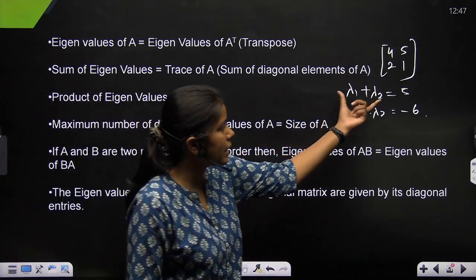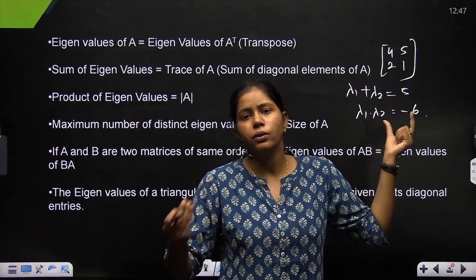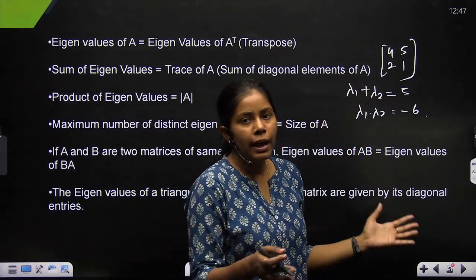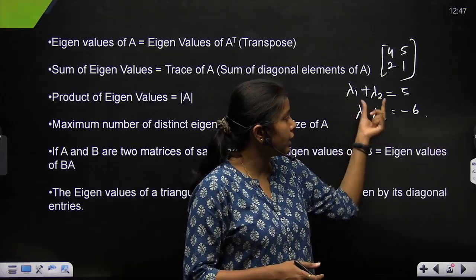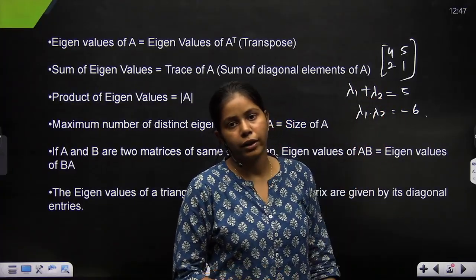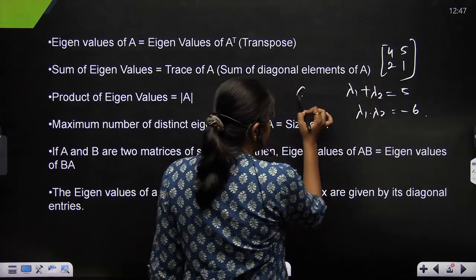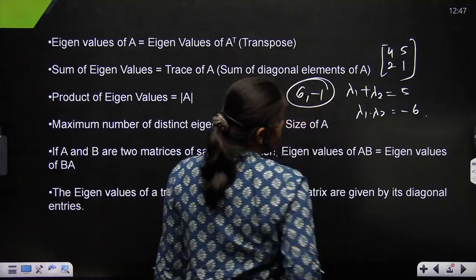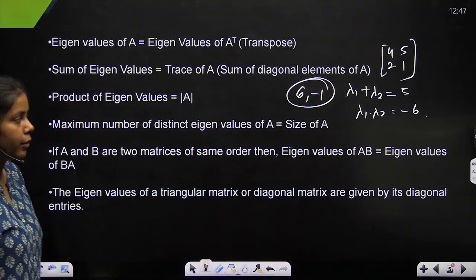So I can just take lambda 1 from here and substitute it here. You can do that. But instead of that, I am just fitting two numbers so that I get sum 5 and product minus 6. So can I say that it would be 6 comma minus 1? Sum is 5 and product is minus 6.